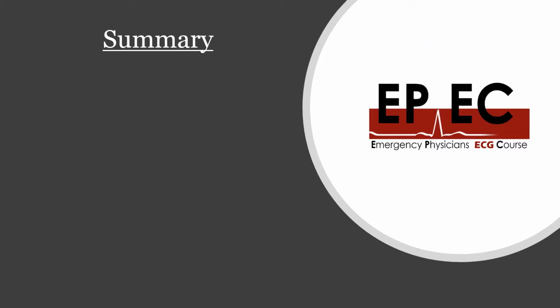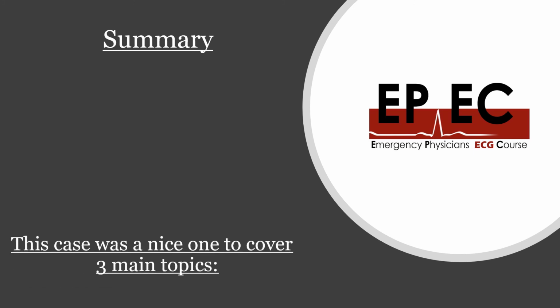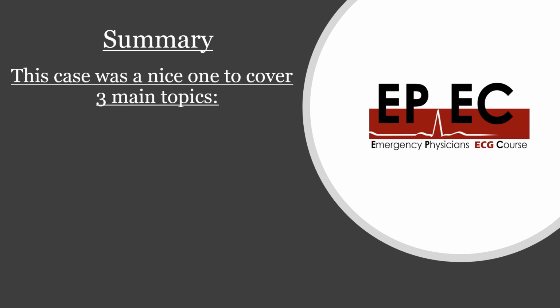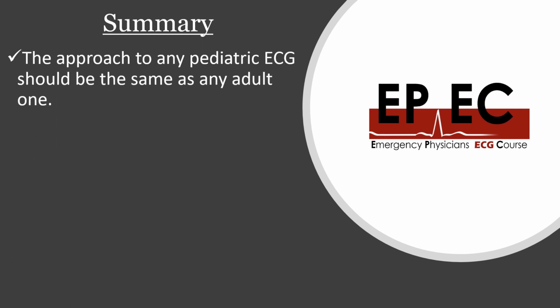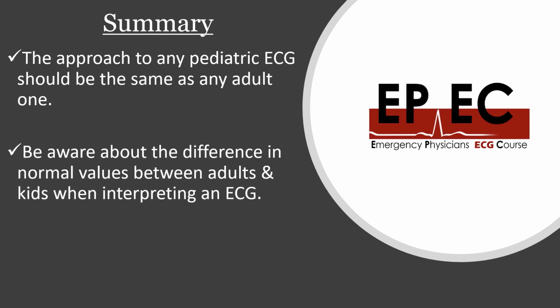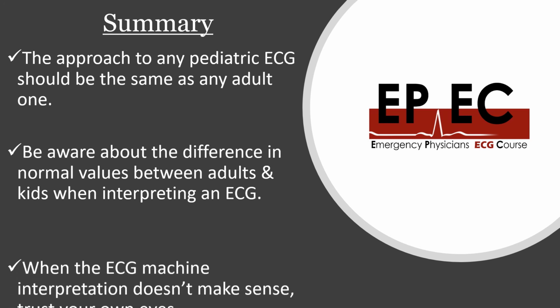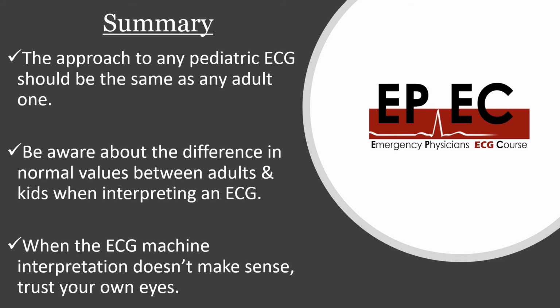And this is it about this case. So in a quick summary, this was a really good case that we've used to cover 3 main topics. We've talked about the pediatric ECG, we've talked about the QT interval, and we've slightly covered the accuracy of the ECG machine in interpretation. Remember that the approach to any pediatric ECG should be the same as any adult one. Remember that you should be careful about the differences in normal values between adults and kids when interpreting an ECG. And be careful, when it comes to an ECG machine interpretation that doesn't make any sense to you, trust your own eyes.